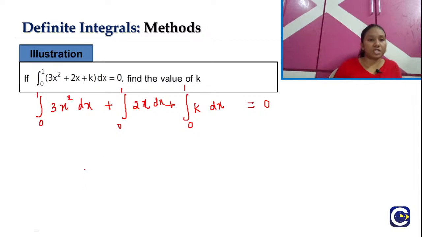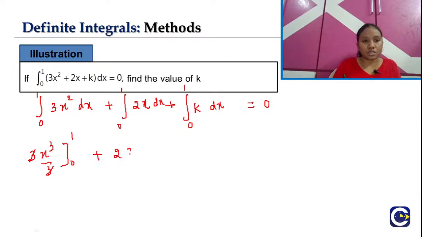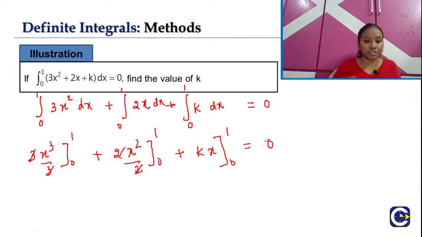So what will be the integration of this particular integral? It will be 3x cubed by 3, limit 0 to 1. So we can directly eliminate this. And then plus 2x square by 2, limit 0 to 1. So this will also be eliminated. And here k, so it will be kx, 0 to 1. This will be equal to 0.